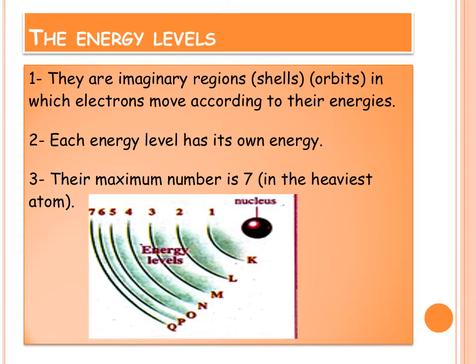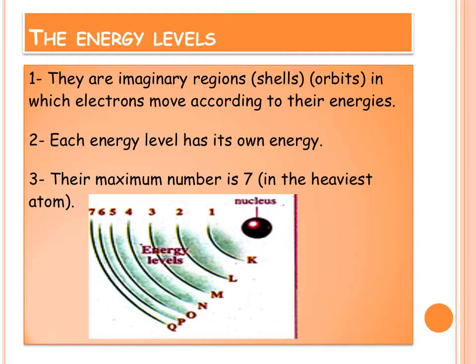Okay, let's talk about energy level. Electrons move in energy levels. So what's meant by energy level? They are imaginary regions, orbits or shells in which electrons move according to their energy. So energy levels are imaginary orbits, imaginary shells in which electrons move according to their energies. They have different energies. Each energy level has its own energy.